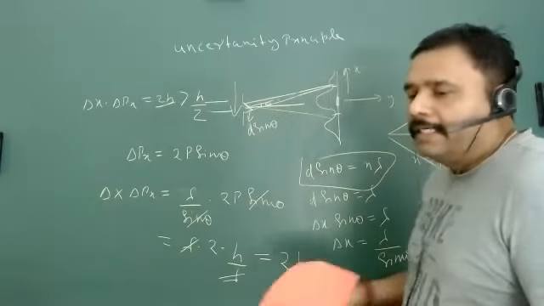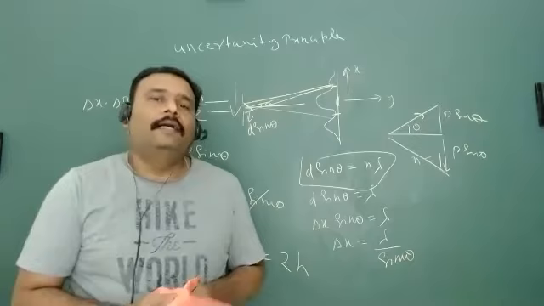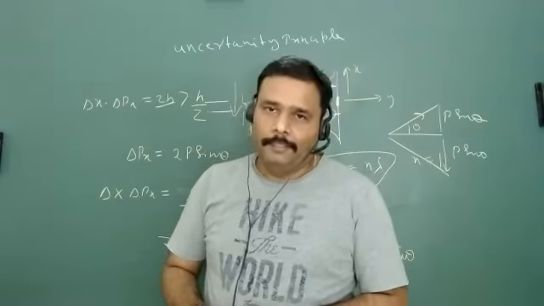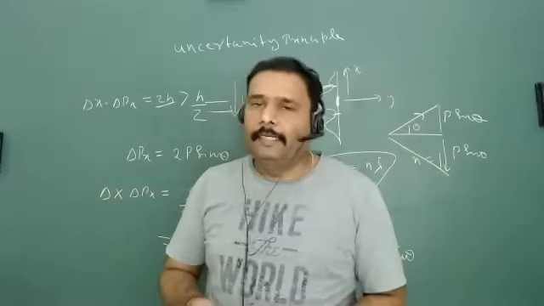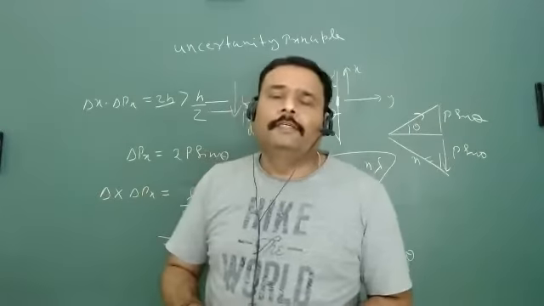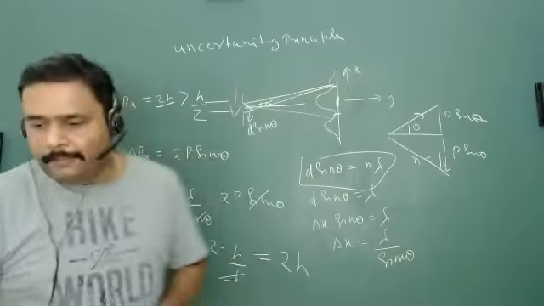Now let's try to figure it out. Can we get the energy of the hydrogen atom from the uncertainty principle? We have got the energy of the hydrogen atom from Bohr's theory. Let's try to get it from the uncertainty principle. It's a very nice problem. Let's try to do this.